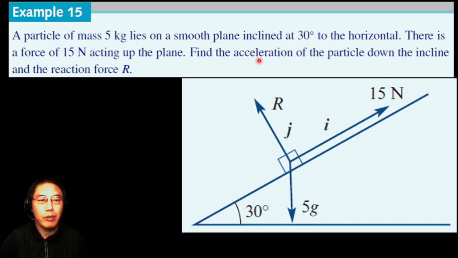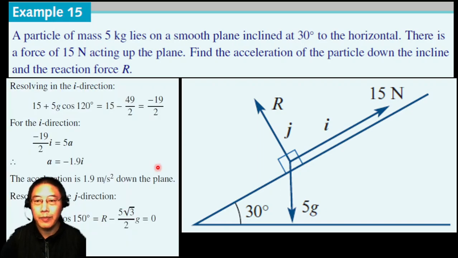The acceleration of the particle down the inclined plane is going to be in the same direction as the pull force, and we'll see that when we resolve along i and j. In terms of a little bit of angle properties, let's move on to solving, but I'm going to annotate some important angles you need to remember.